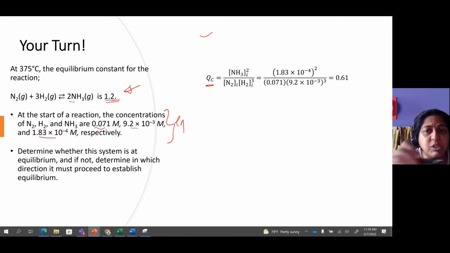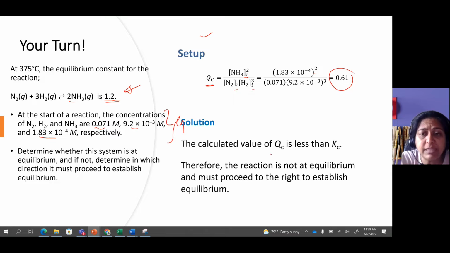Yes, the reaction quotient, the same expression as the equilibrium constant, but instead we can use any concentration. We don't need to apply the equilibrium concentrations. So we plug in those concentration values and we find the Qc value. The Qc value is less than the equilibrium constant.